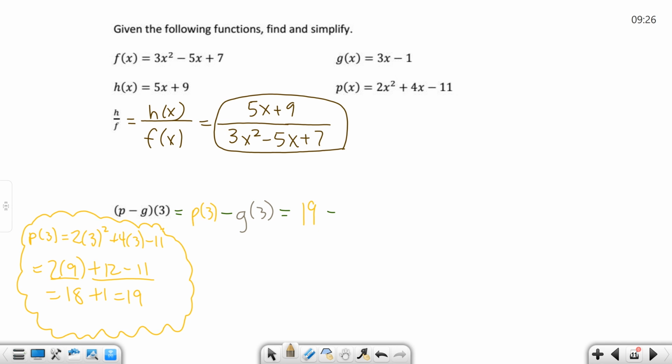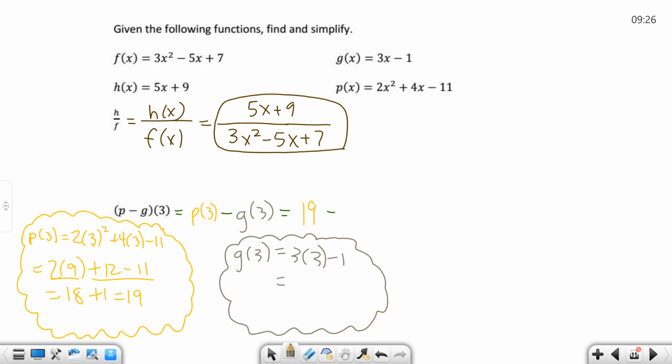Well, let's look at g of 3. And the rule for g says 3 times x, which is 3 minus 1, and this is going to go in a thought cloud, okay? So I just have a thought cloud, a yellow one and a gray one, trying to find out what P of 3 is and what G of 3 is, and I'm putting them back in. P of 3 is 19 minus whatever I get for G of 3.